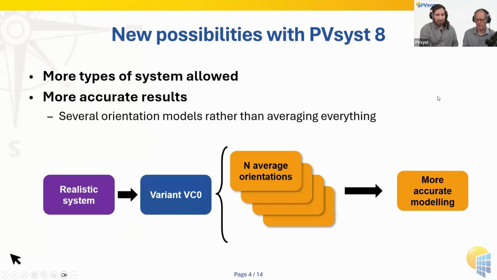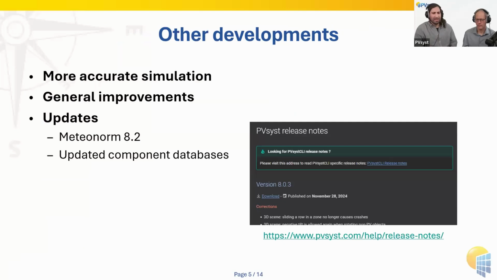Now, of course, there are other developments with version 8, and I will go through three directions. In the next two slides, I will describe first how we try to make the simulation more accurate. Second, how we made general quality of life improvements to the interface. And third, something I will just mention here, is that we keep updating our component databases, our weather databases, and so on. So PVsyst ships with Meteonorm 8.2 now, and you can always find more optimizers, inverters, modules, and so on in our database.